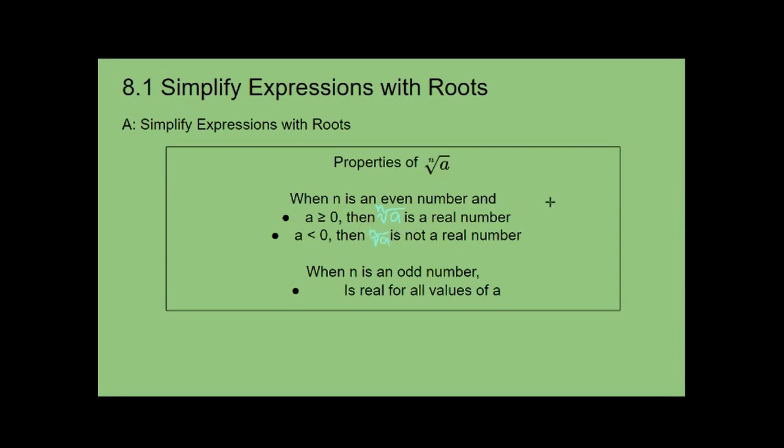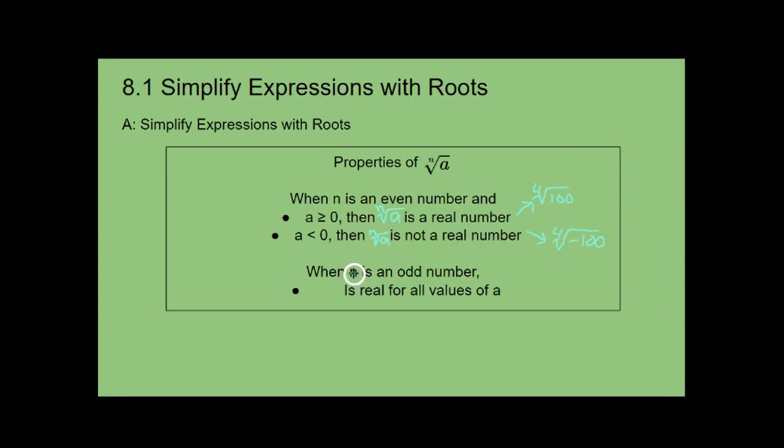Right? So for example, if n is an even number, let's take the fourth root of, let's just do 100. Then this is a real number because a is greater than or equal to 0. But if we have an even root and it's a negative inside, then it is not a real number.